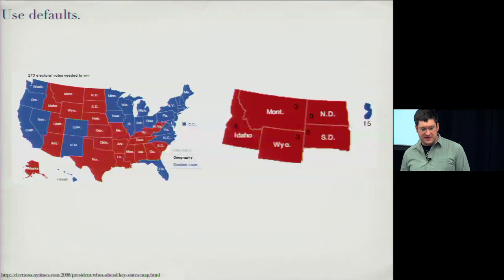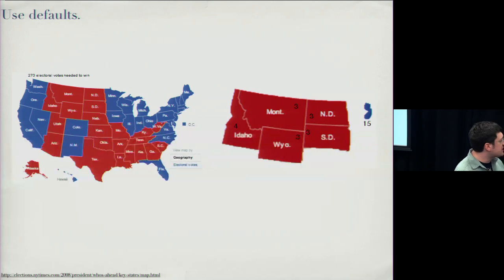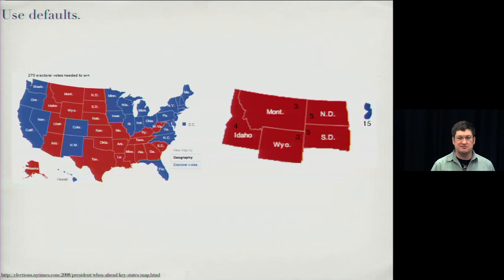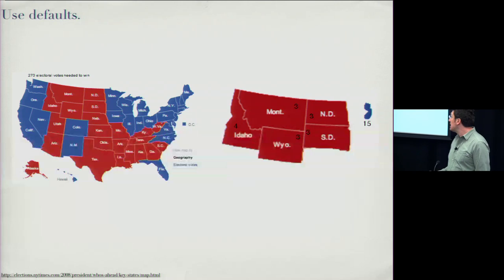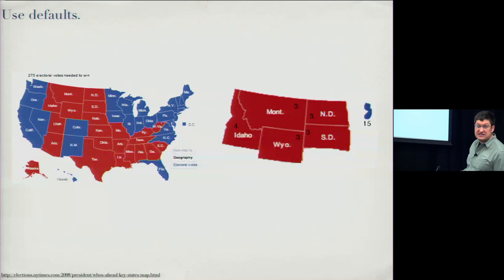Because what you end up with is these large states, Montana, Wyoming, North Dakota, South Dakota, Idaho, where basically nobody lives. Four of those five states have the minimum number of electoral college representatives because they're very, very sparsely populated.